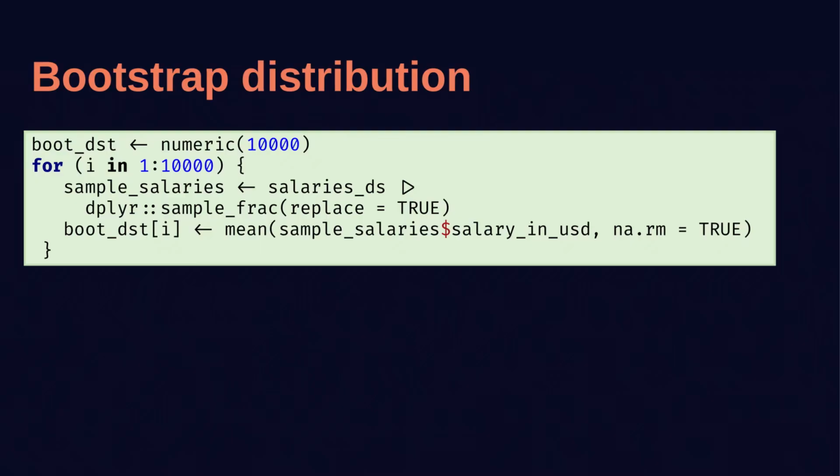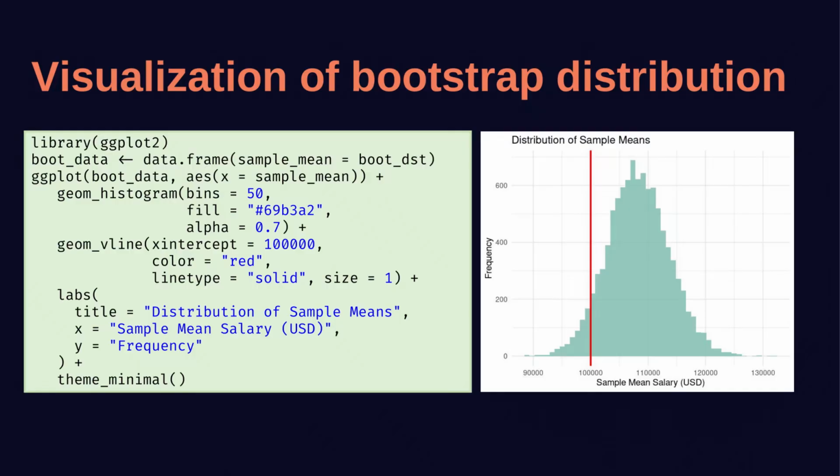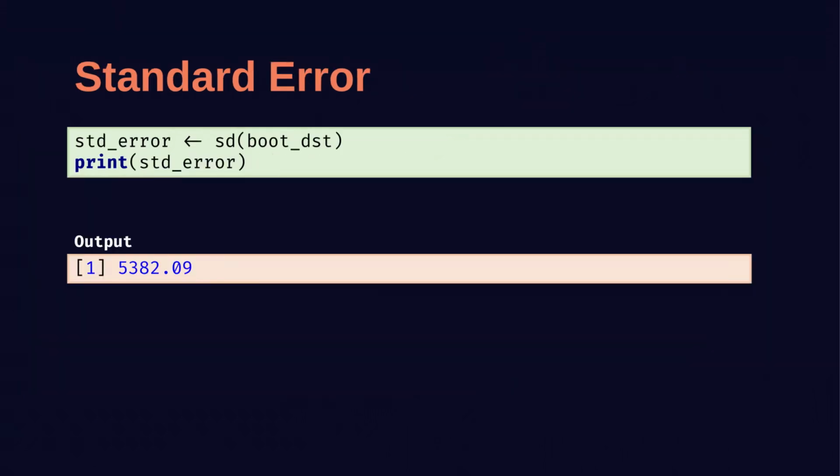Together, they form our bootstrap distribution, which helps us understand how much the mean salary might vary just by chance. Here is a histogram of the bootstrap distribution. It's bell-shaped, which means that it's roughly normally distributed. Notice that the $100,000 US, indicated with the red vertical line, is on the left of the distribution. The standard deviation of the sample statistics in the bootstrap distribution estimates the standard error of the statistic. We calculate the standard error by calling the sd function in base R. The standard error in this case is 5,382.